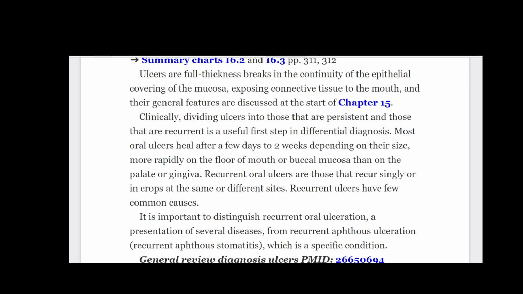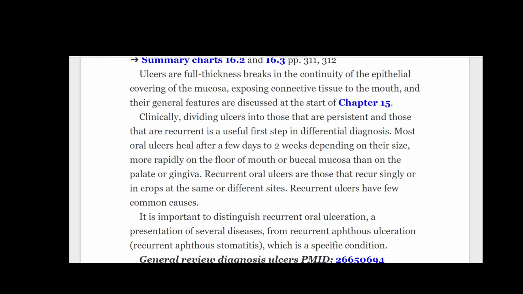Recurrent oral ulcers are those that recur singly or in crops at the same or different sites. Recurrent ulcers have few common causes. It is important to distinguish recurrent oral ulceration, a presentation of several diseases, from recurrent aphthous ulceration, recurrent aphthous stomatitis, which is a specific condition. General Review Diagnosis Ulcers.